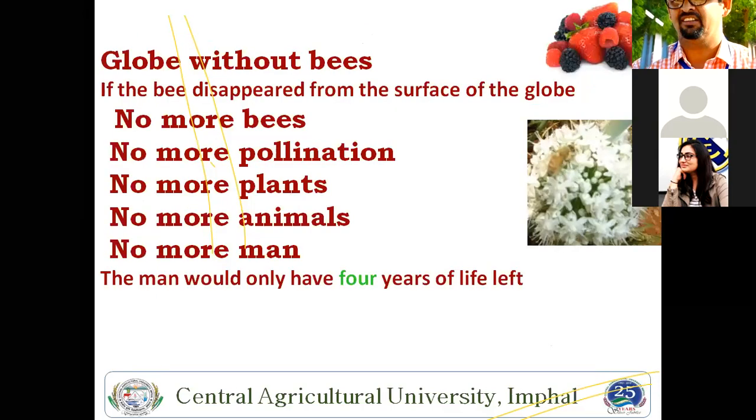So why is that important? Why rear honeybees? Because if the globe is without bees, what is the condition? No more bees, no more pollination, no more plants, no more animals, and no more man. Man would have only 4 years of life left, because without food, what will we do? So that is important. Honeybees are essential, pollinators are essential for our life.